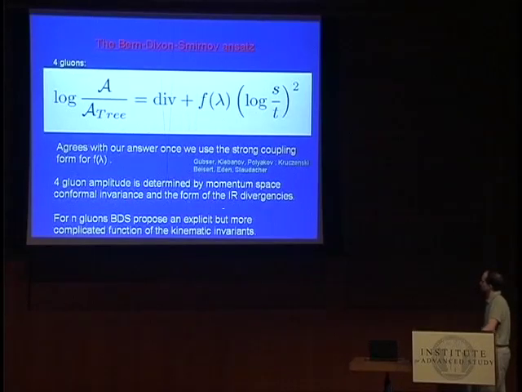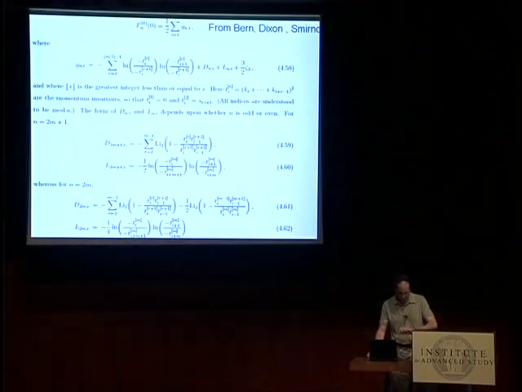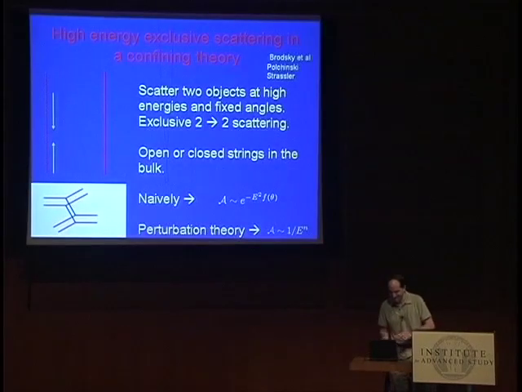Now, in this case, this finite piece is determined by symmetries, though they are subtle symmetries. This is not the conformal symmetries of the original theory, but it's this momentum space conformal symmetry that needs to be understood better. For N gluons, this author proposed also an explicit form, but more complicated, and that has not been checked directly at strong coupling. So you will have to do a string calculation at strong coupling to check that. I'm just going to flash what the answer they got is, so it's some function. You don't need to look at the details, only know that there exists some function.